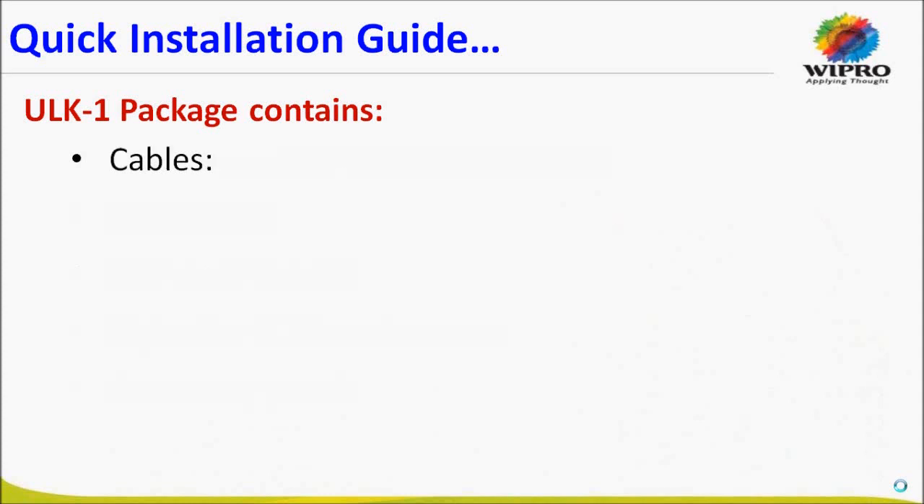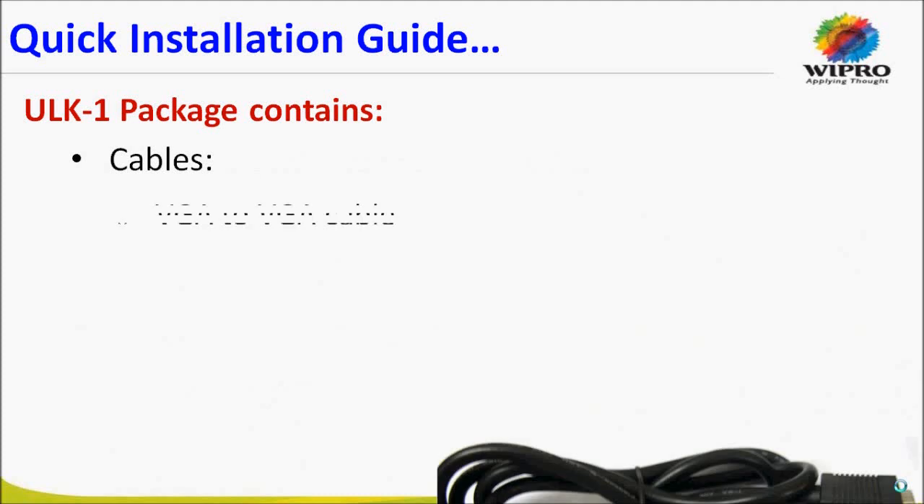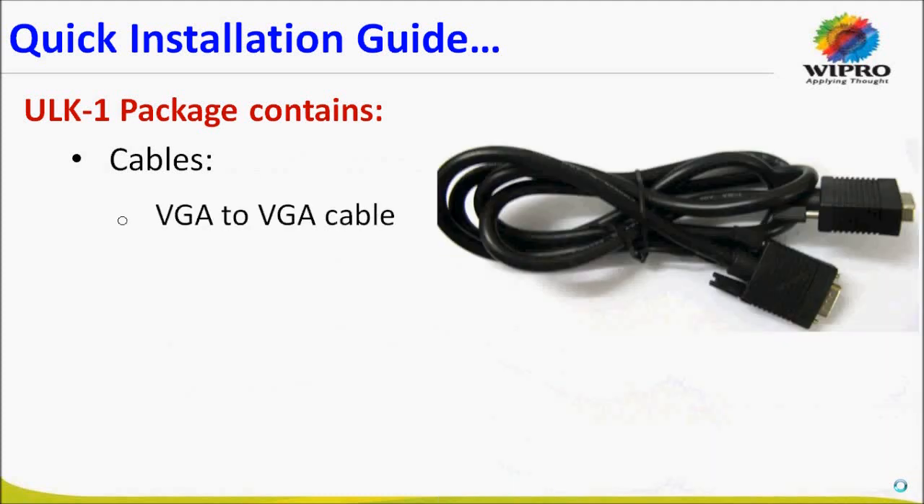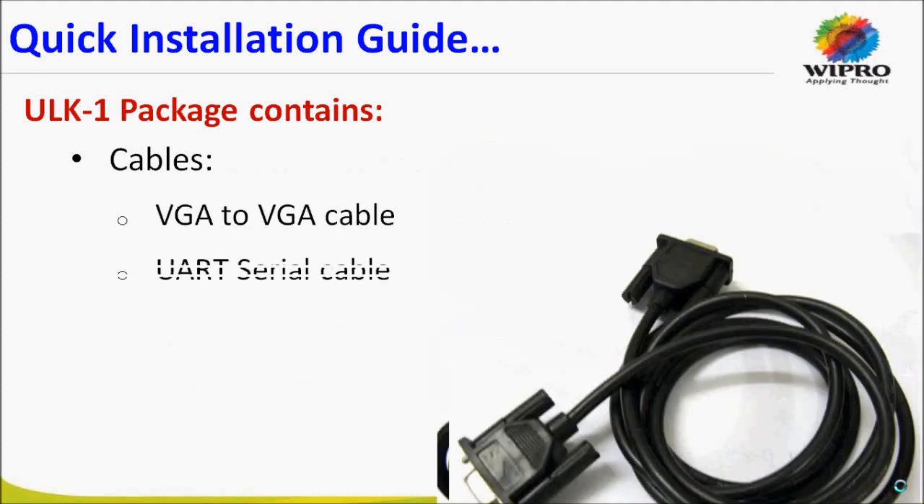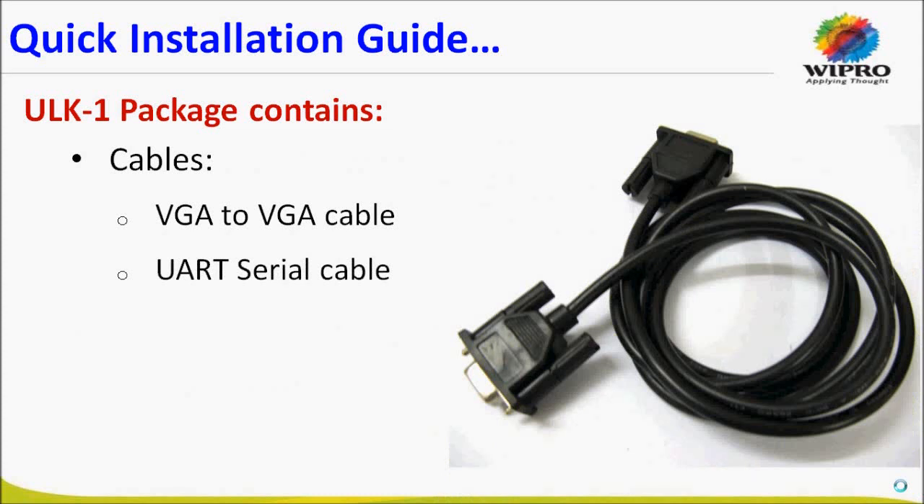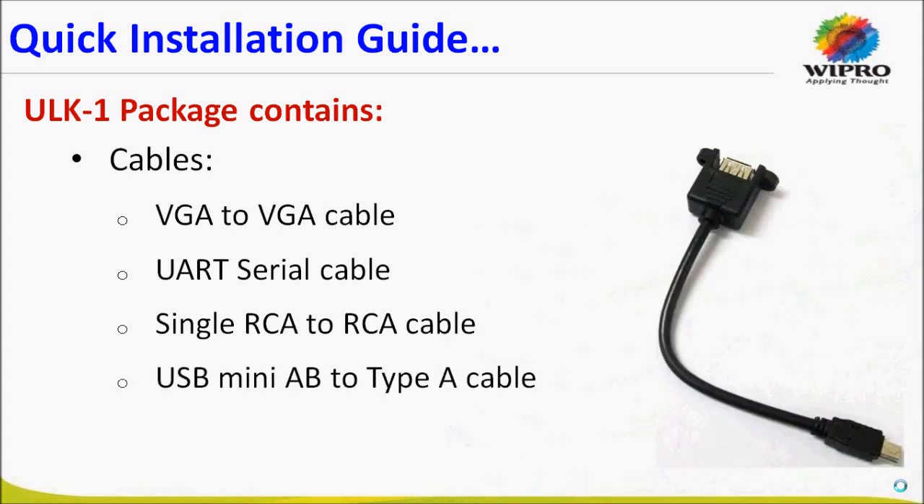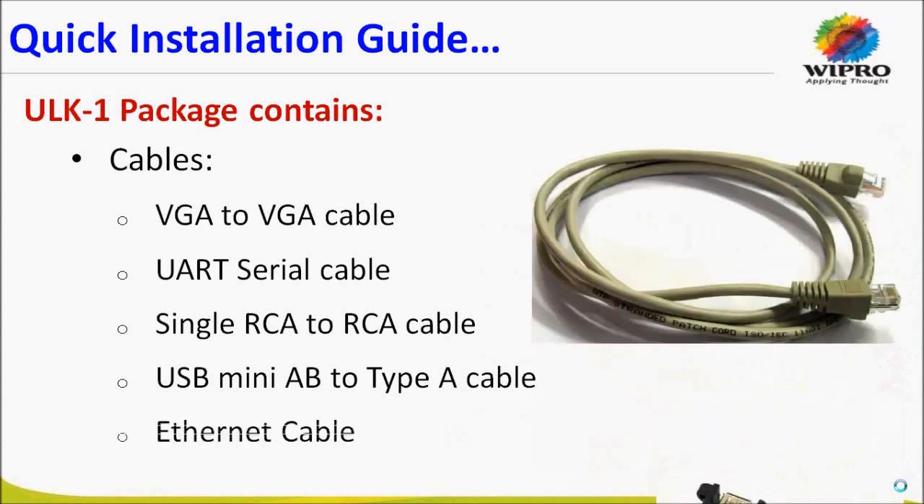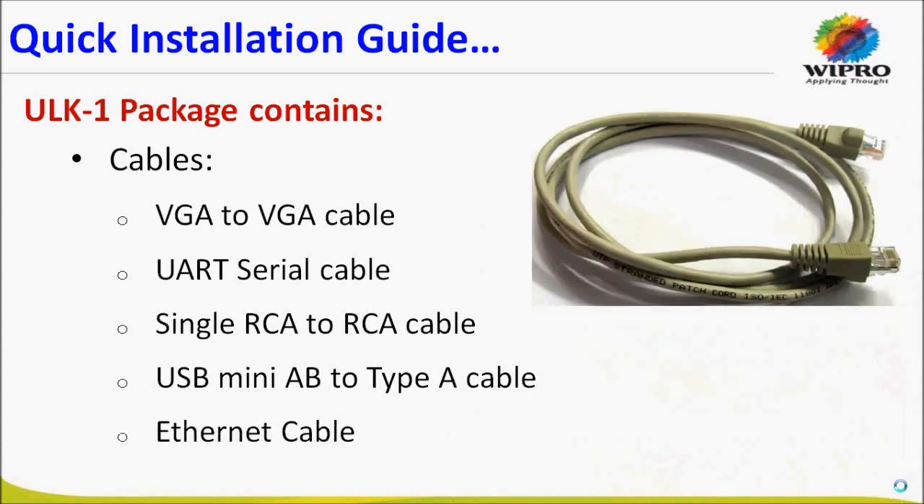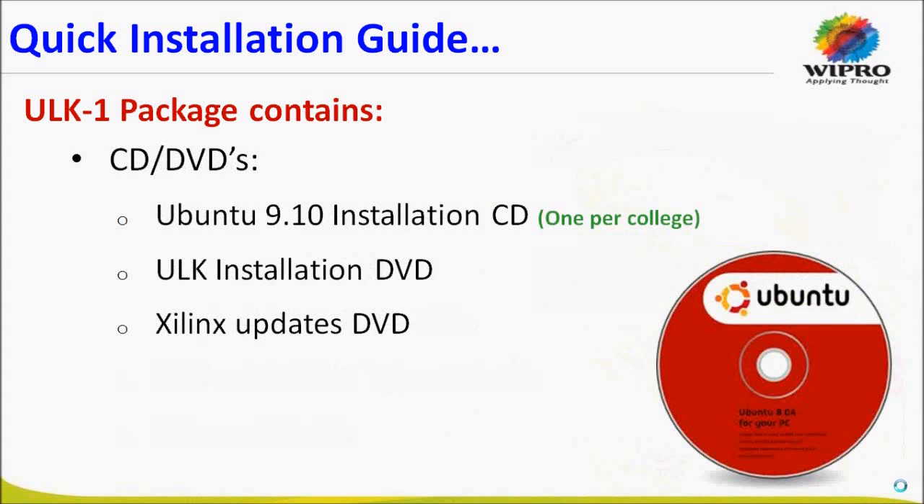The list of cables provided with the kit includes VGA cable for connecting with the external monitor, UART serial cable, RCA cable for video output to a TV, OTG to standard USB adapter, and the Ethernet cable. The package also includes installation CDs for Ubuntu 9.10, the ULK software, and updates on Xilinx application.